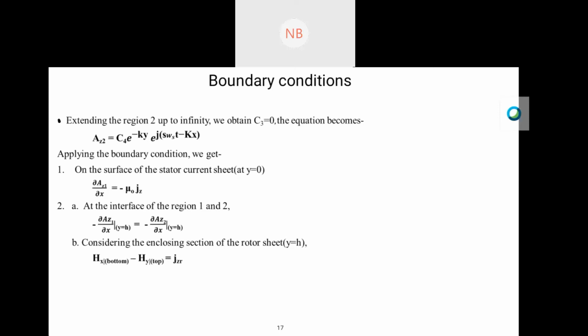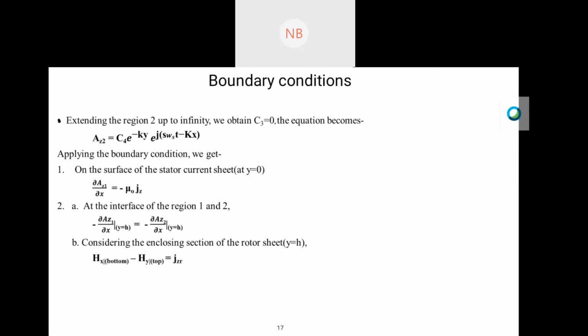And the next slide is about boundary conditions. First considering region 2, as it is extended till infinity, we can see the positive direction of the y-axis will vanish at y equal to infinity. So the coefficient, that is c3, will vanish. So only the negative part of the y direction will be obtained here. And again applying the boundary condition on the surface of the rotor sheet, you can see by taking the curl of A, the vector potential, I obtained the final value.